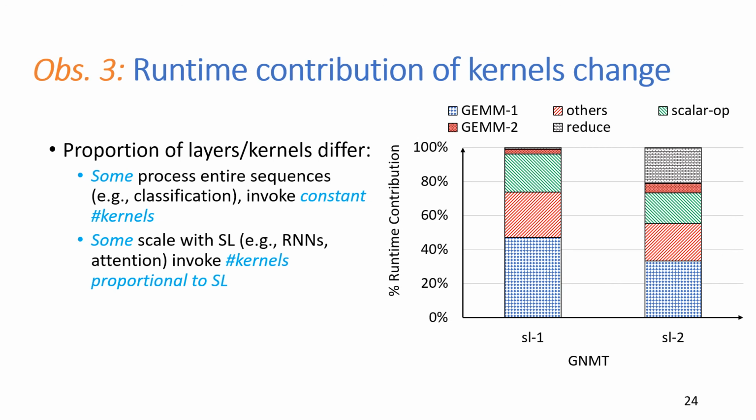Third, we observe that the overall execution profile differs based on the input sequence length. The figure here shows the runtime breakdown of two GNMT iterations with different sequence lengths. And as is evident, the proportion of kernels such as the scalar operation and the reduce operation differ significantly across the two iterations. This happens partly due to the previous two observations, but also due to the nature of layers within the model. While some layers process entire sequences and invoke a constant number of kernels across iterations, some layers unroll with sequence length, and the number of kernels invoked is proportional to the sequence length.